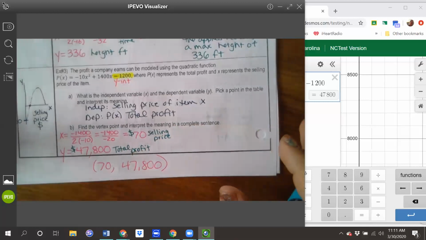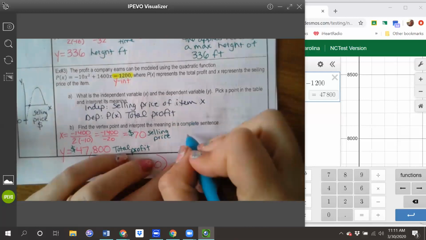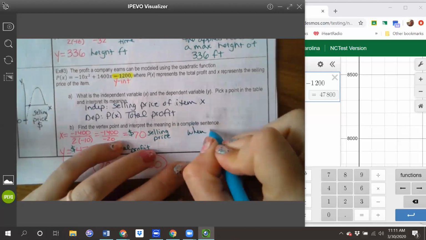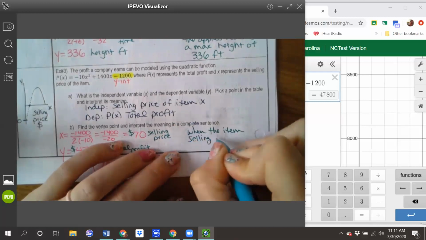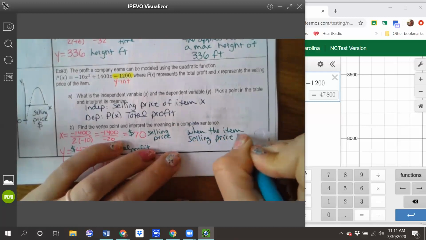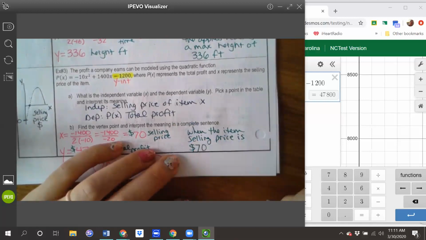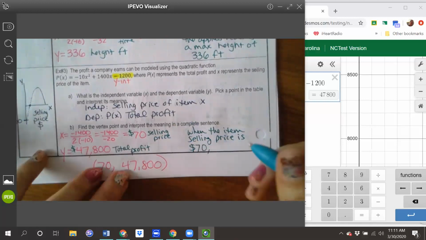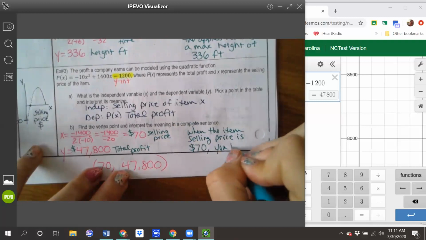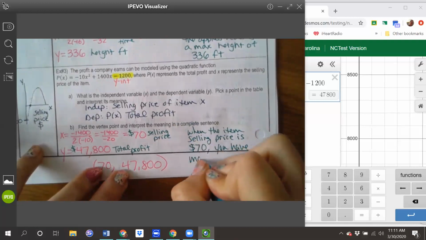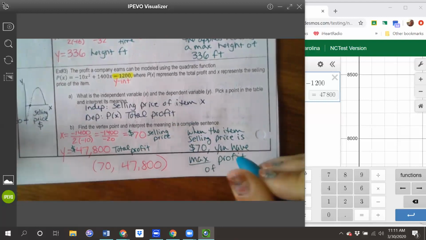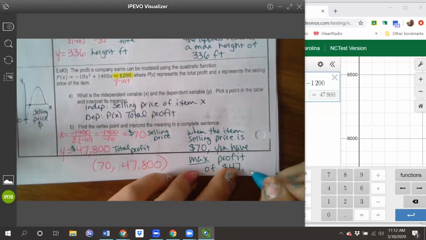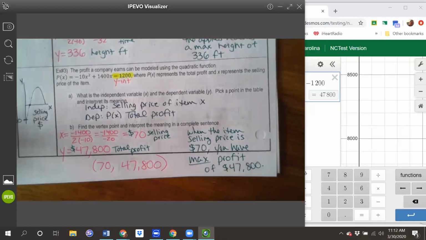So if we put that into a sentence, that means that when the item selling price is $70, that means that you have a maximum profit of $47,800. That's what that means.